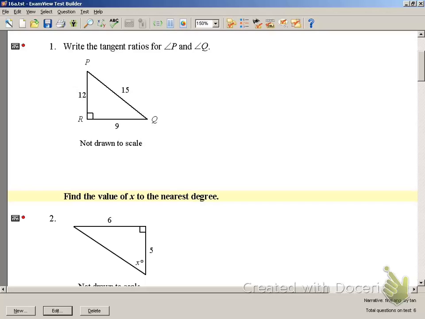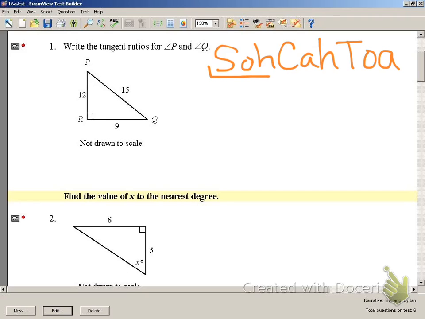Start up week 16, number 1 says, write the tangent ratio for angle P and angle Q. Anytime that you are dealing with any type of trig function, sine, cosine, or tangent, you need to always start out by saying SOHCAHTOA. That means sine is opposite over hypotenuse, cosine is adjacent over hypotenuse, and tangent is opposite over adjacent.